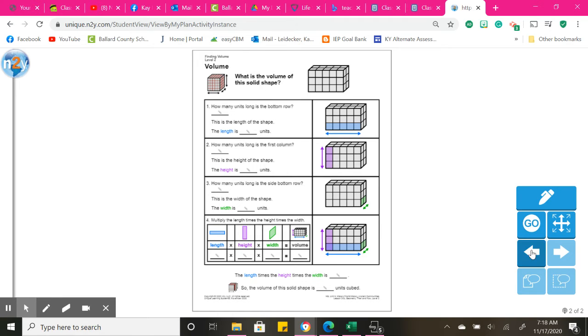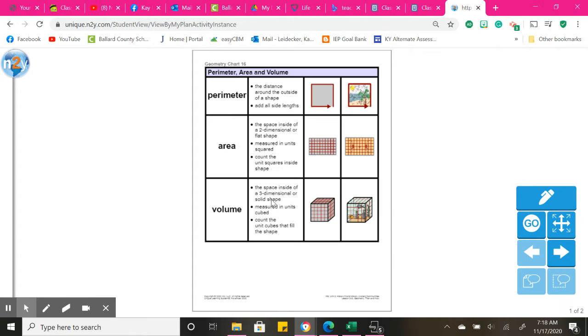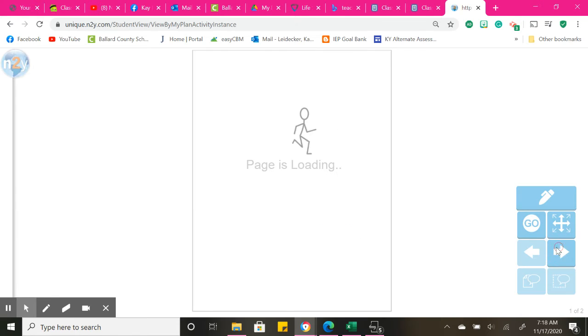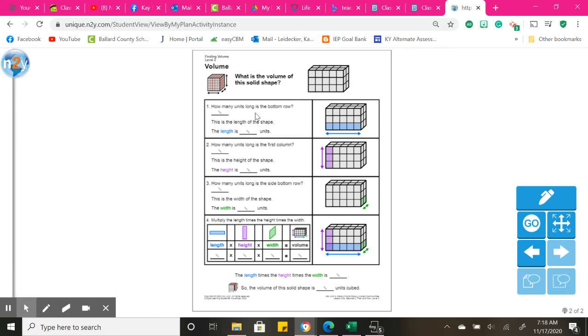Okay, volume. So let me go back to here. Volume is the space inside of a 3-dimensional solid shape. So you count the units cubed that fill the shape. How many units long is the bottom row? We're just going to count the cubes here. 1, 2, 3, 4, 5. So the bottom row is 5, so the length is 5. How many units long is the first column? 1, 2, 3. So the height is 3.